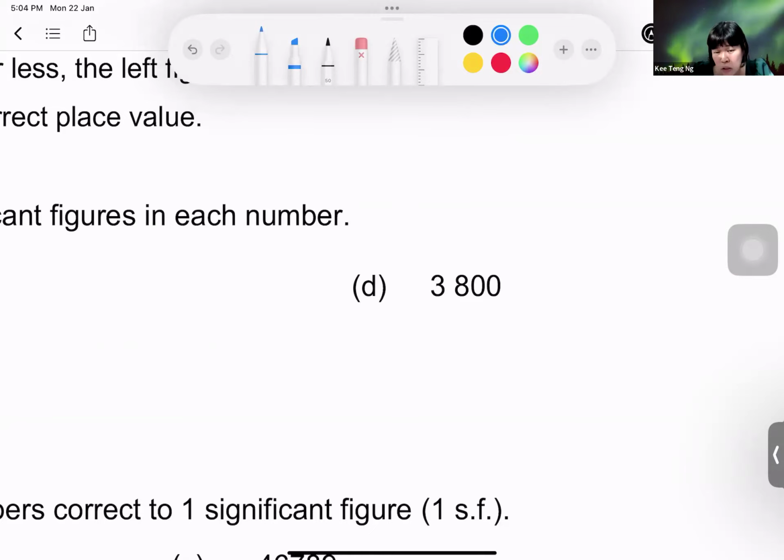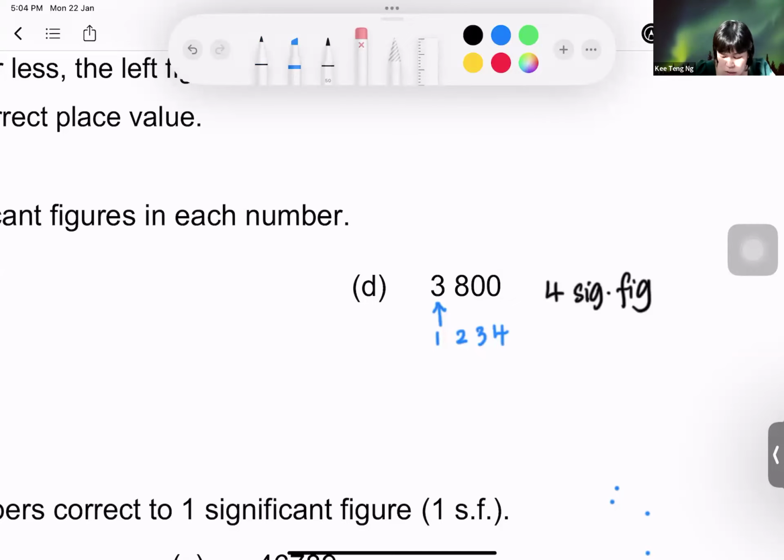Now, how many significant figures are there in this number? So let's look at the first non-zero number. The first non-zero number will start with 3. So this will be my first sig fig, second sig fig, and after which, even if there's a 0 recorded, it's still considered as significant. So in this case, this number can have up to 4 significant figures. This is the maximum. But of course, if you have more details, it can be other types of number that can also be 4 significant figures.